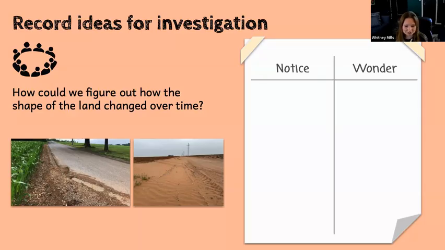So put down in chat what you're thinking. How can we figure out how this shape of the land changed? How did all that dirt and soil that was off on the left side of our picture, how did that get over onto that road? How did it move in front of us in the examples that we had? How did it move in our garden? How did it move in our ditches?